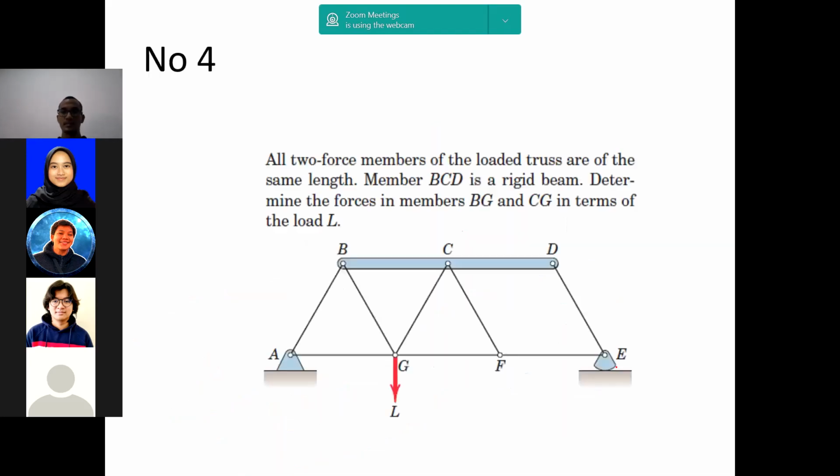Okay, let's go for number 4. For number 4, there are some of you that have a problem here. Zakia, permasalahannya di mana, Zakia? Ini tuh harus dicari semuanya nggak buat nemuin BG sama CG-nya? All two force members of the loaded truss are of the same length. Member BCD is a rigid beam. Determine the forces in the members BG and CG in terms of load L.